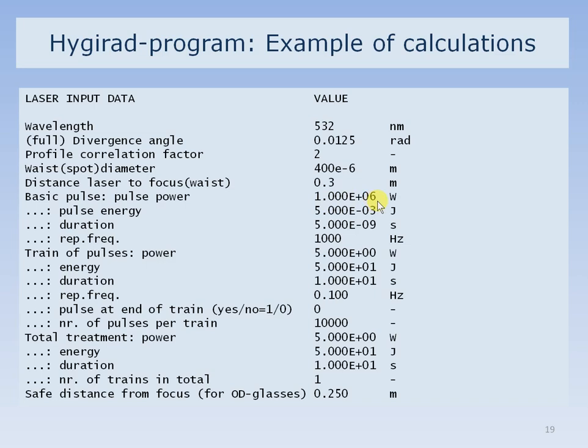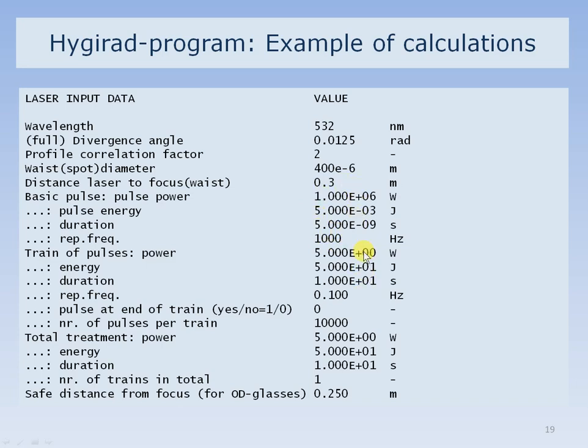There's a pulse power of a megawatt, a pulse energy here, and the pulse duration is 5 nanoseconds, and the repetition frequency is 1000 Hz. Of course, these values are connected.